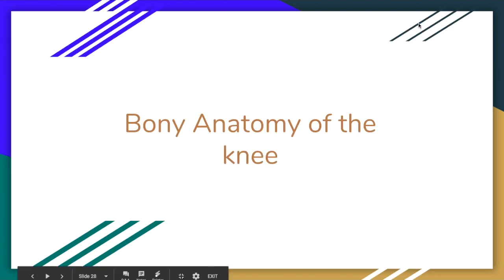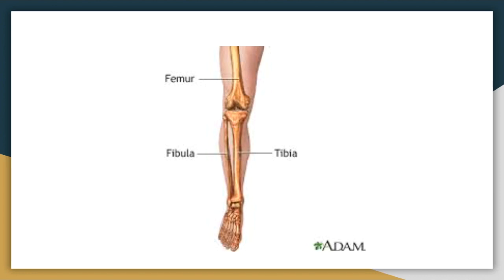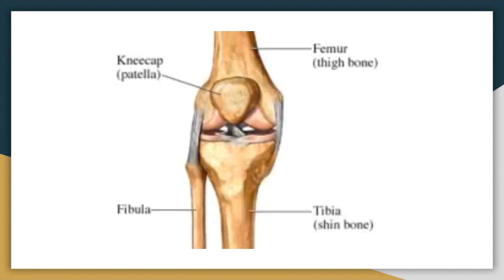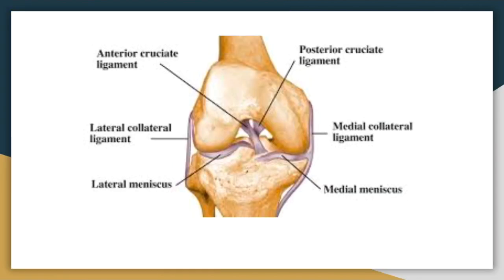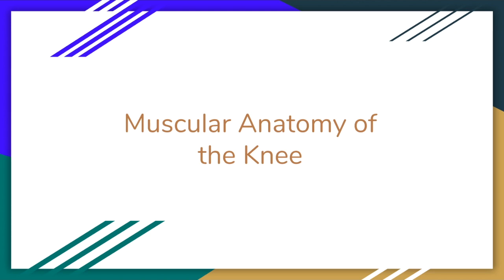Now starting off with the bony anatomy of the knee, we have the femur, fibula, and tibia, as well as the kneecap, also known as the patella. Ligamentous anatomy of the knee consists of the ACL, PCL, LCL, and MCL, as well as the lateral meniscus and medial meniscus. Muscular anatomy of the knee.